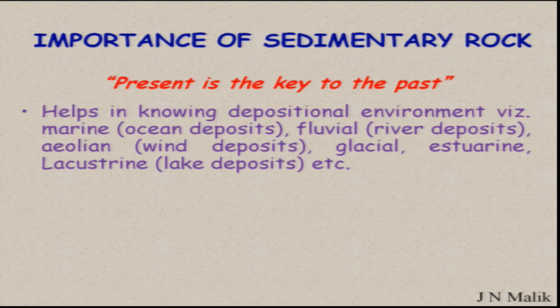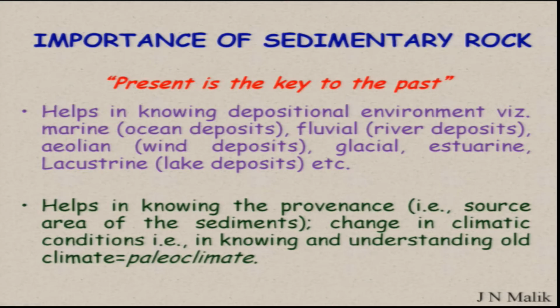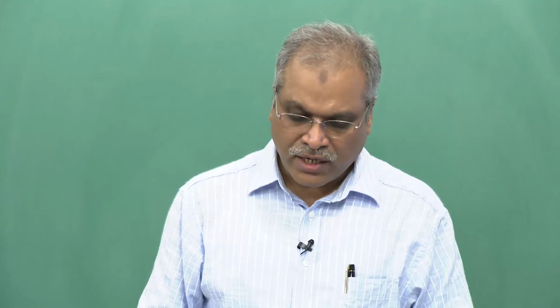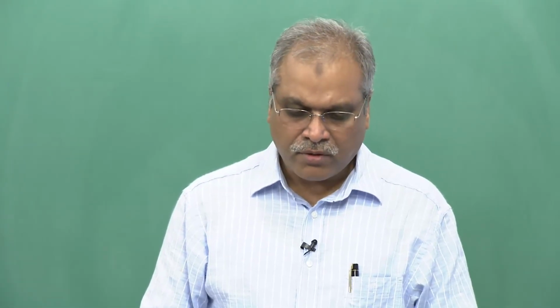If we understand the present process, we can go back into the history of the formation of different rocks and understand the depositional environments, how they were formed. Either they were in a fluvial, that is riverine, environment, or in a glacial environment, or near the estuaries. So it is important to understand the present process to understand the past. It also helps in knowing the provenance, that is the source area of the sediments, and changes in climatic conditions, understanding the ancient climate, or paleoclimate. That helps in understanding what the climate was during that period. That is again a very important part.